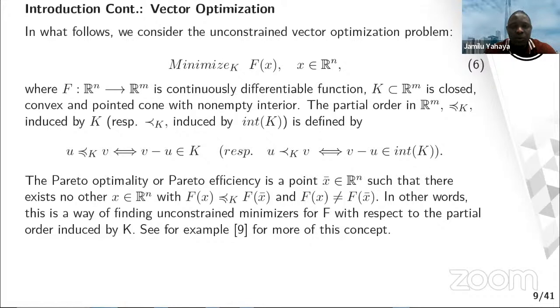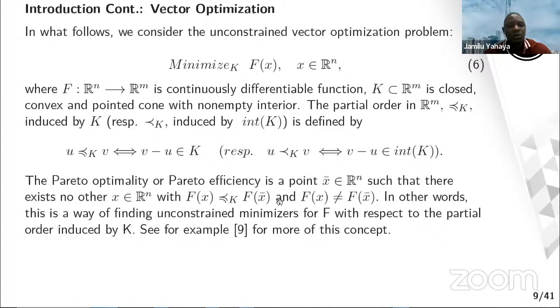So as I have mentioned earlier, the preference order here is related with a convex cone. So we introduce the concept of partial order in R^m, which is induced by K, as you can see from the notation here. And respectively, this notation with respect to the interior of K is defined by this. That is, u is less than or equal to v with respect to K if and only if v minus u is in K. Respectively, u is strictly less than v with respect to K if and only if v minus u is in the interior of K.